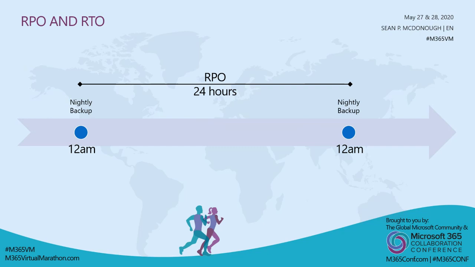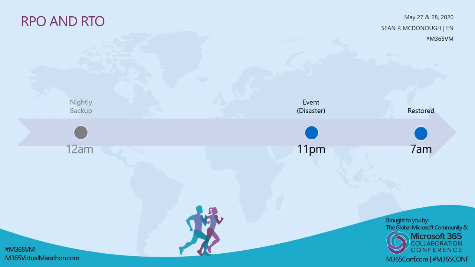So RPO in this case for nightly backups, like I said, is 24 hours. So from 12 a.m. to 12 a.m., anytime a disaster occurs, you stand to lose up to 24 hours worth of data if a disaster occurred just before the next nightly backup. But oftentimes it's less than that. But this is the window, and this is how RPO is described, recovery point objective.